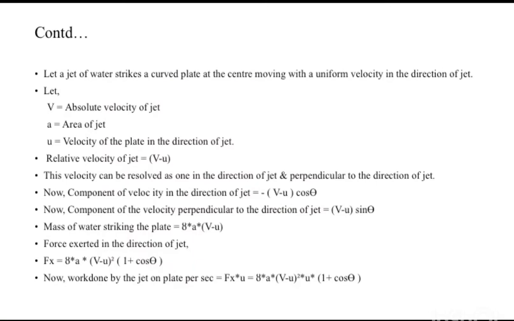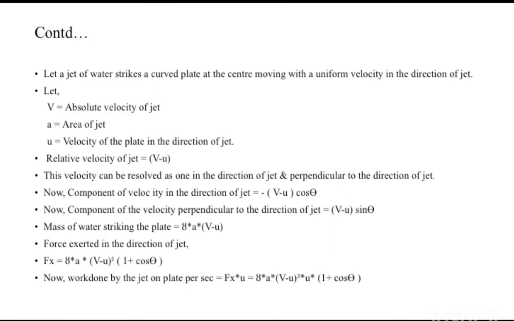Again, we have velocity V, that is the absolute velocity of the jet. The cross-sectional area of the jet is A, and small u is the velocity of the plate in the direction of the jet. The relative velocity of the jet is V minus u.